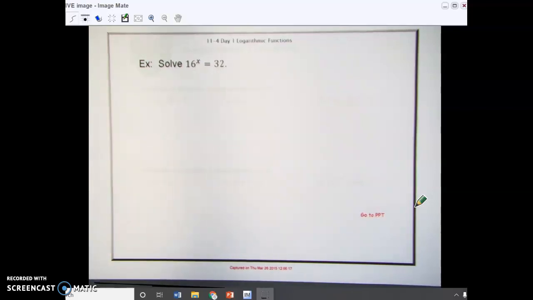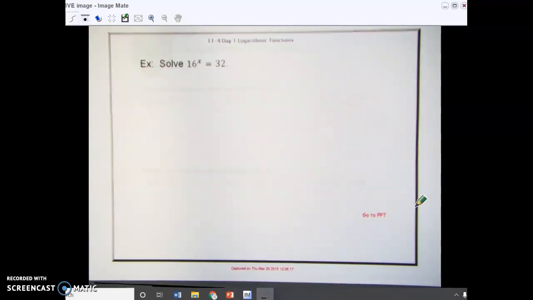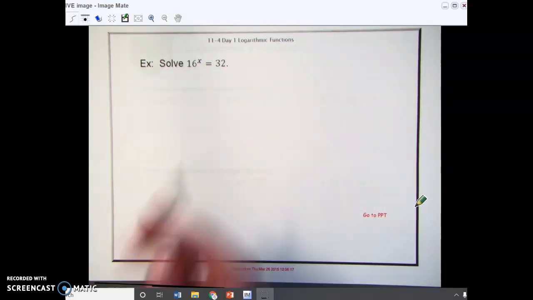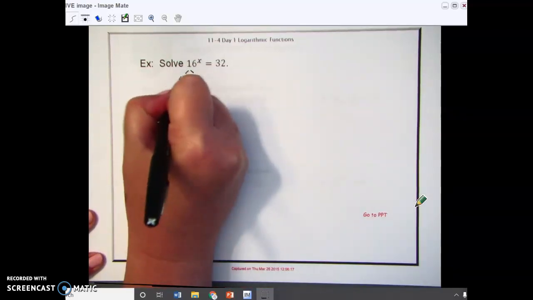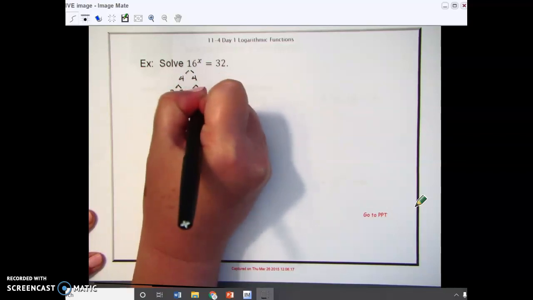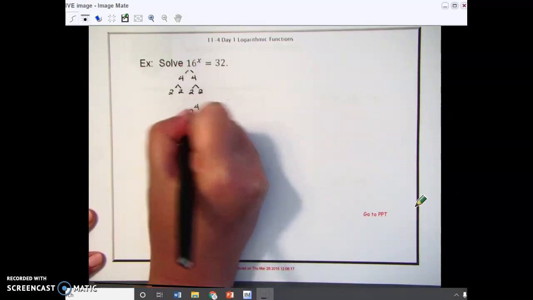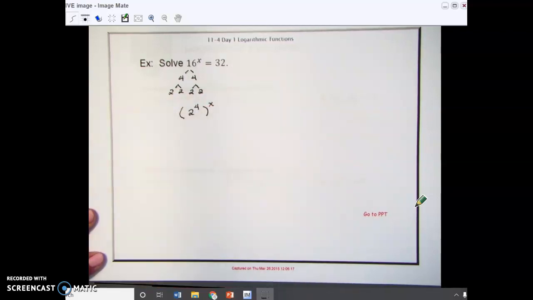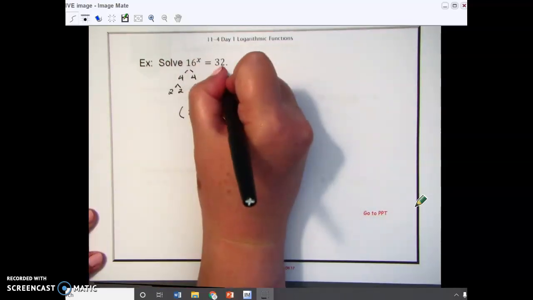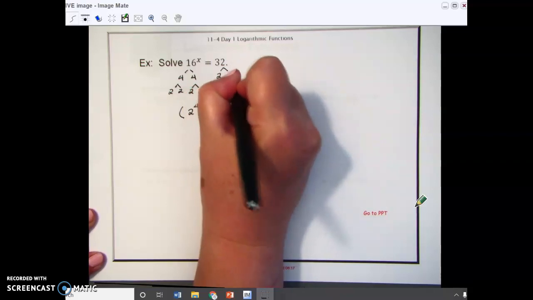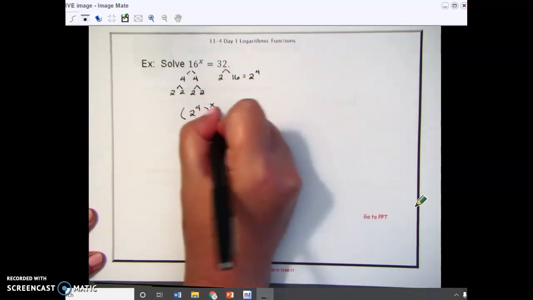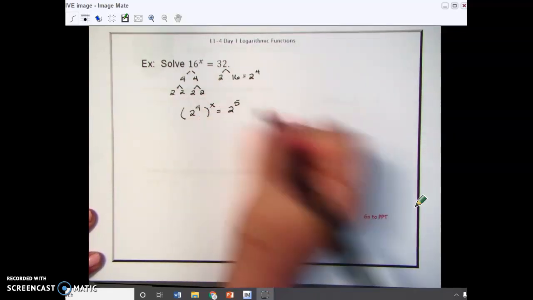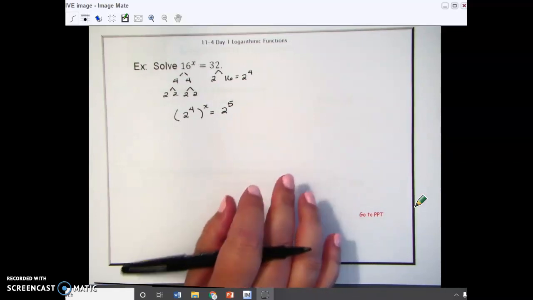So remember we said that we wanted to try to get the same base. In this case, 16 and 32 are not the same base. If we take a look at 16, that's 4 times 4, and 4 is 2 times 2. So notice that 16 is 2 to the 4th power, and then that's all to the x power. And if we look at 32, do you see that that's 2 times 16? Since we already said that 16 was equal to 2 to the 4th power, we now know that 32 is 2 to the 5th power. And if you don't believe me, you can check on your calculator.